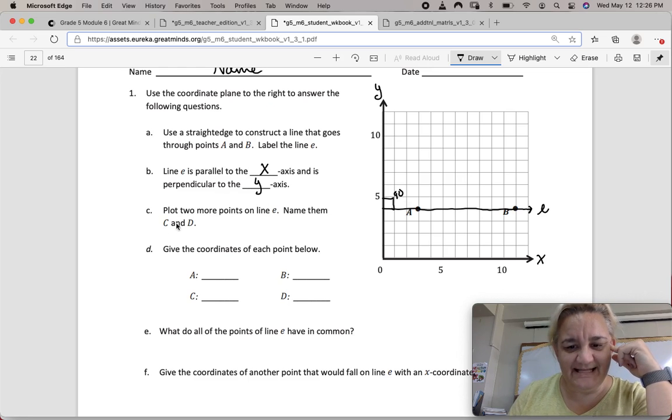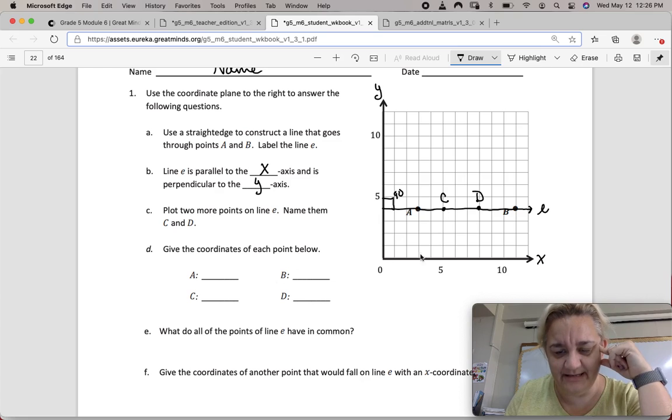Plot two more points on line E. Name them C and D. So anywhere we want, I'm going to go here. This is C. This is D. Now you can go anywhere along that line that you want. That's where I'm putting them. Give the coordinates of each point below.